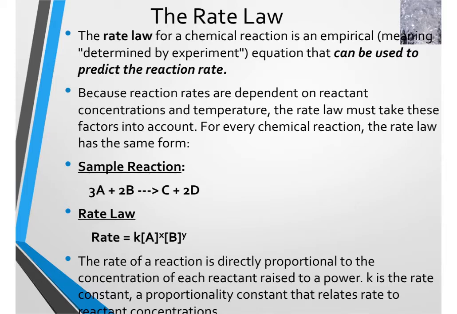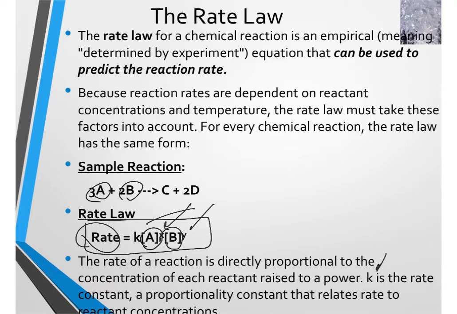So a rate law has the generic form shown right here. The rate is equal to some rate constant, k, just a proportionality constant, times the concentration of each reactant raised to some exponent.